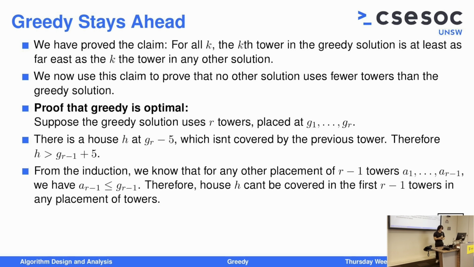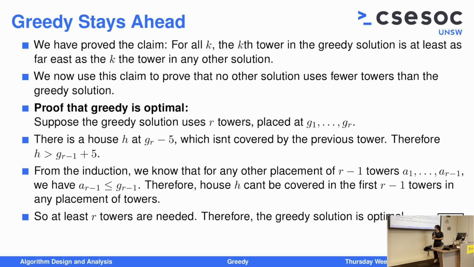From the induction, we know that for any other placement of R minus 1 towers, A1 through, I'm going to assume that says AR, we have AR minus 1 is less than or equal to GR minus 1. Therefore, house H can't be covered in the first R minus 1 towers of any other placement of towers. So at least R towers are needed, because if it's not covered in the first R minus 1, since it is a solution, we must take one more, and that's R minus 1 plus 1, is once again just R, so it's no better than the greedy solution. Yeah? Therefore, the greedy solution is optimal.